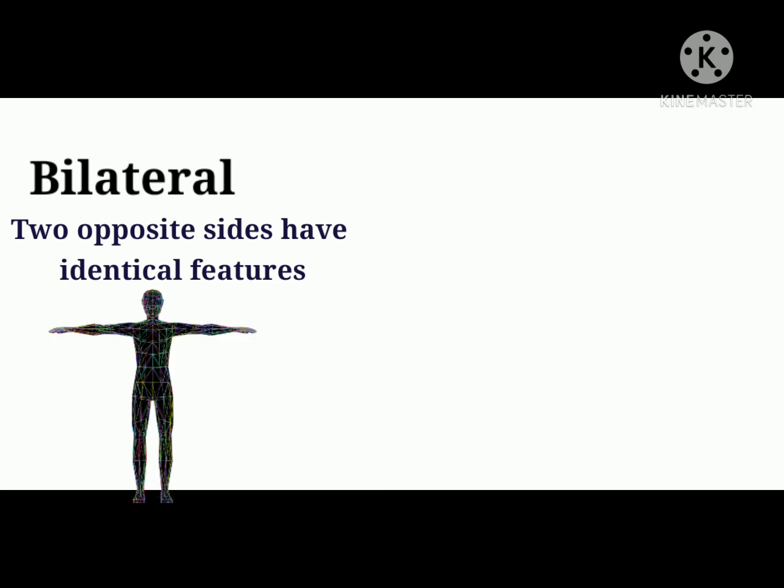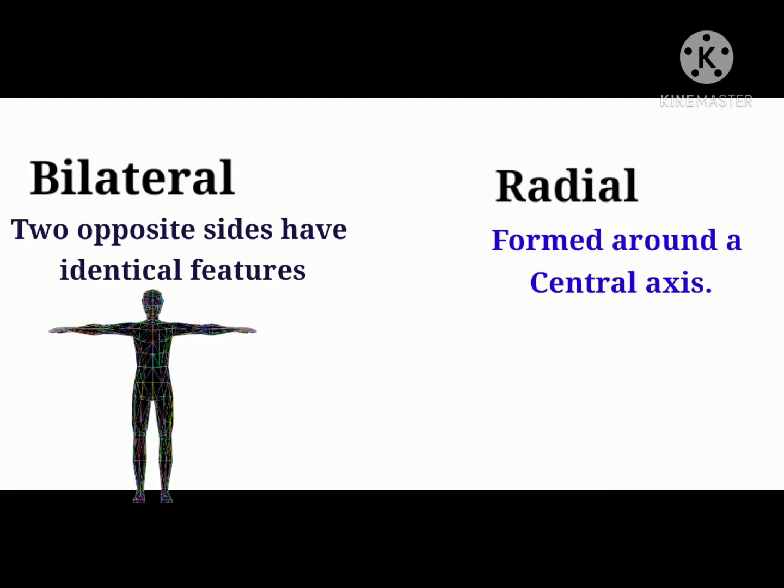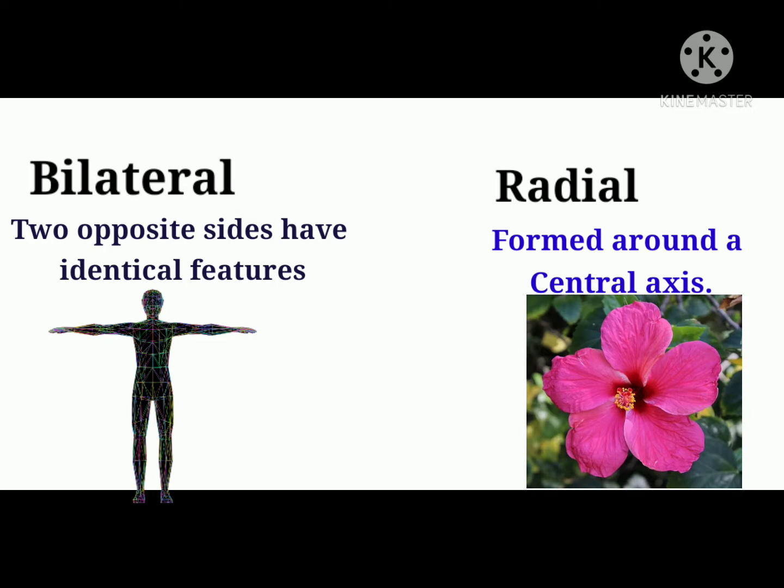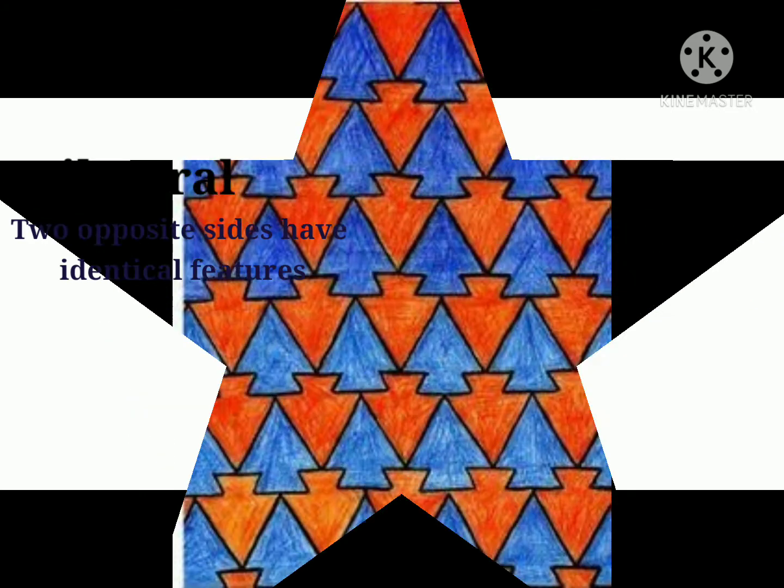There are two categories of symmetry. First is bilateral, in which two opposite sides have identical features, and one example is the human body. Second is radial, formed around a central axis, and one example is a gumamela flower.